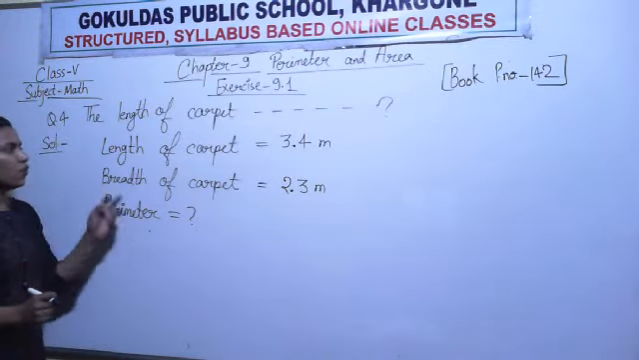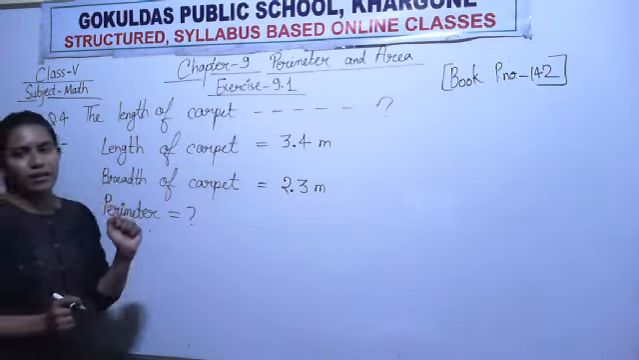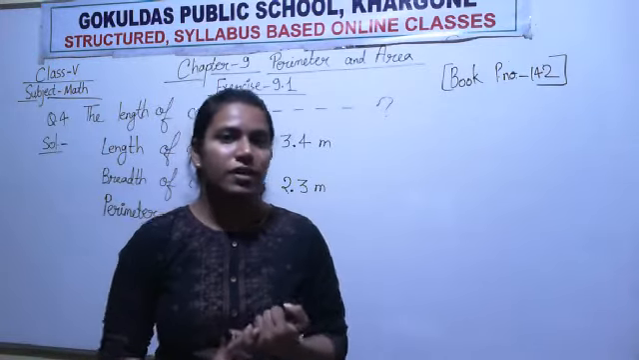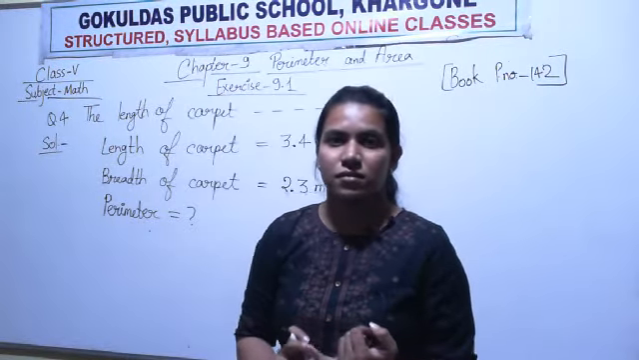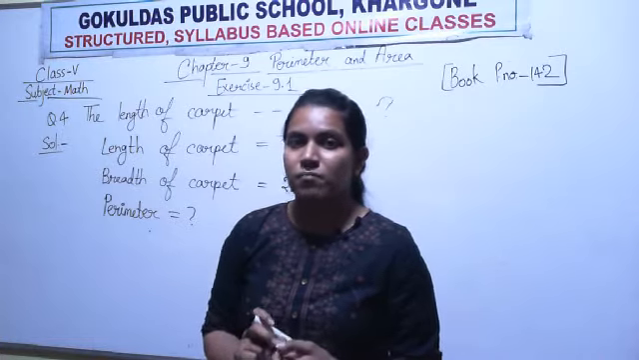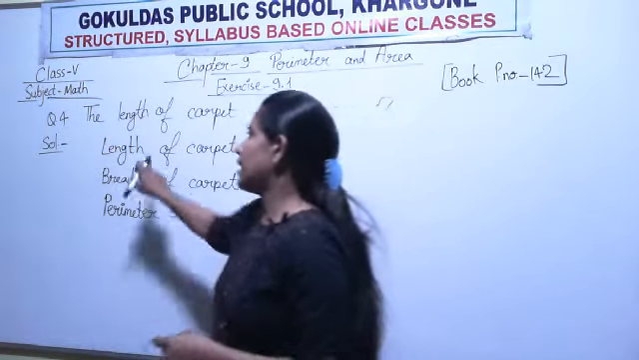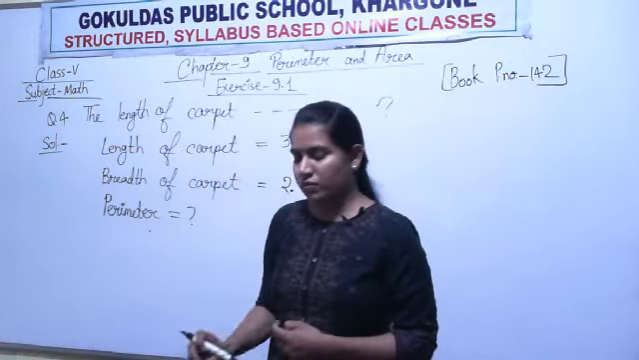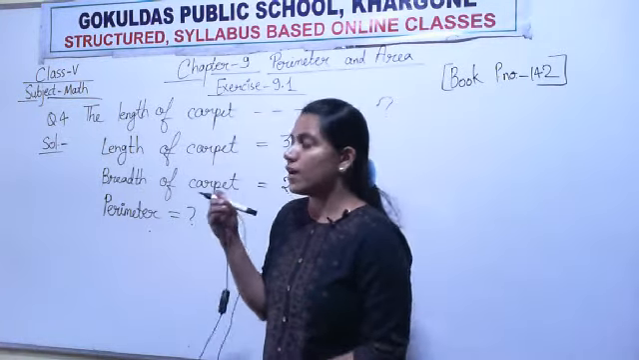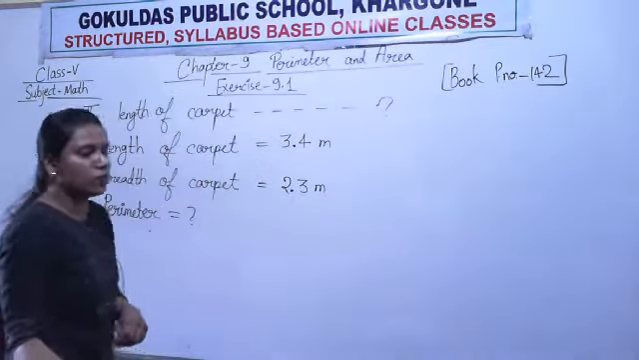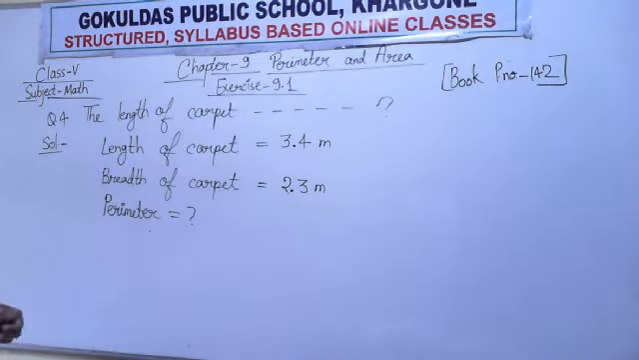Right? So, here length and breadth are given. So, it means we need to find perimeter of rectangle or square. Which shape? Length and breadths are given. It means we will find the perimeter of rectangle. We will apply the formula of perimeter of rectangle.